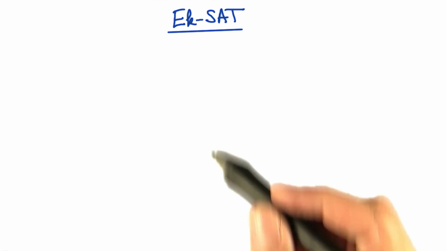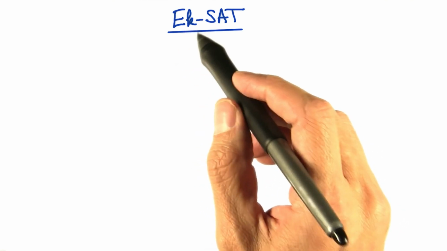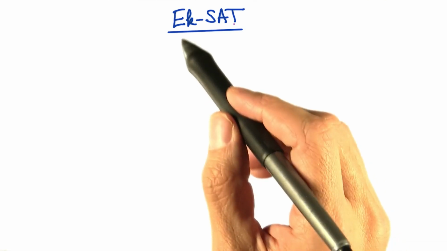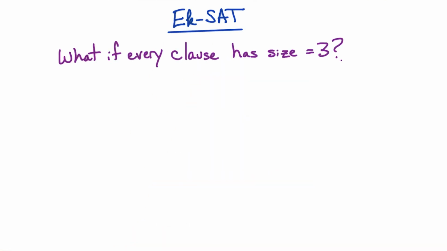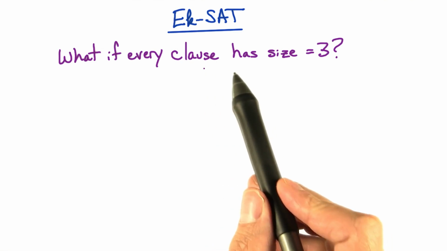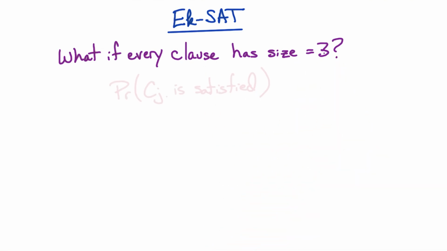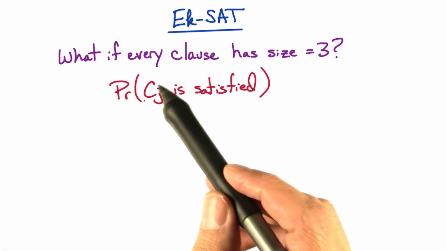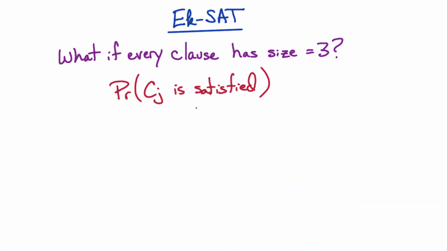Instead of max sat, let's consider max exact k-sat. So every clause has size exactly k. For instance, let's consider k equals 3, and suppose every clause in our input formula f had size exactly 3. Now in this case, what's the probability that a particular clause Cj is satisfied?